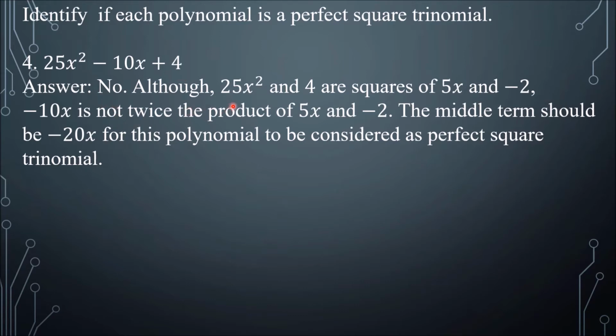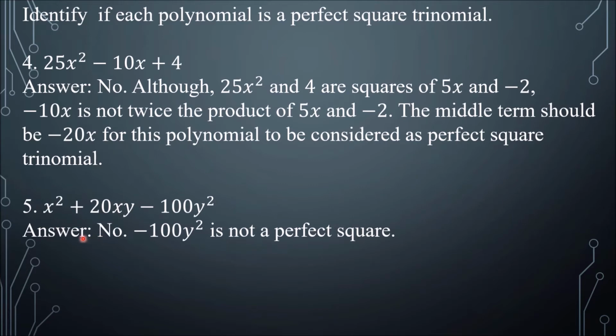Although, as you can see, 25x squared is a square of 5x. 4 is a square of negative 2. But negative 10x is not twice the product of 5x and negative 2. 5x and negative 2, the product of that is negative 10x already. So multiplying that by 2, the middle term should be negative 20x for this polynomial to be considered as perfect square trinomial. So 25x squared minus 10x plus 4 is not a perfect square trinomial.